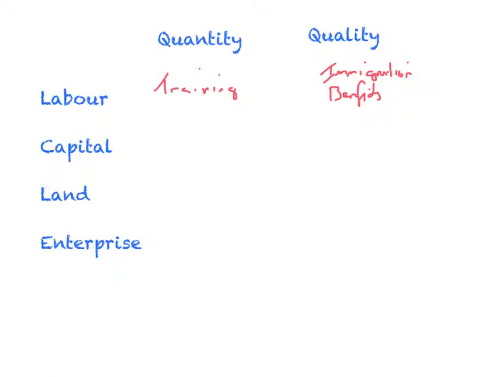Right, a couple more. So to increase the quantity of capital, maybe the government could give grants to firms to try and get them to actually want to make more stuff. Firms could also increase the spending on R&D, research and development, which will improve the quality of their capital. Now, I could go through land and enterprise now, but to be honest, I think you can work that out yourself. The best ones in the exam are always the labour ones. They're the easiest ones to explain.